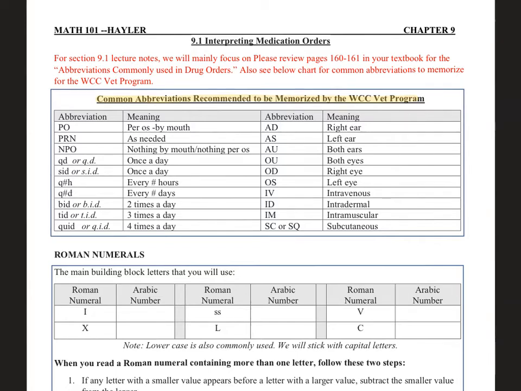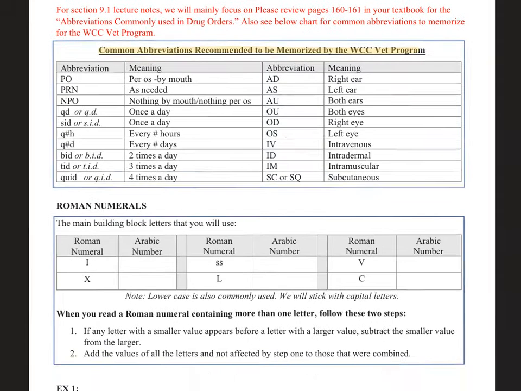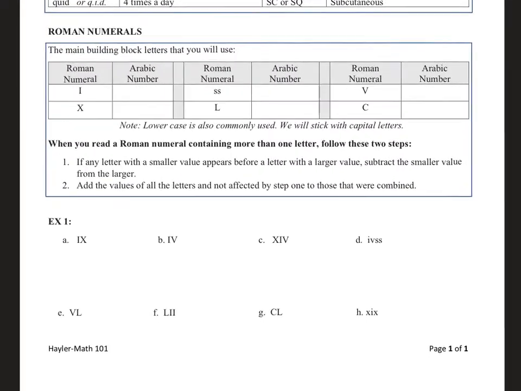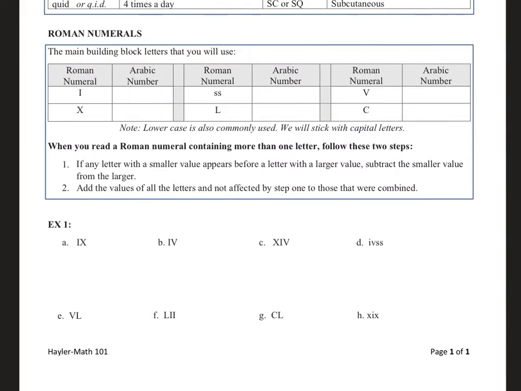All right, so per os, by mouth, as needed, nothing by mouth, and so on. Okay, so good things to memorize. So let's take a look at the Roman numerals. All right, so the main building block letters that we're going to use are the following. Okay, and then after that, everything is sort of just built from these.